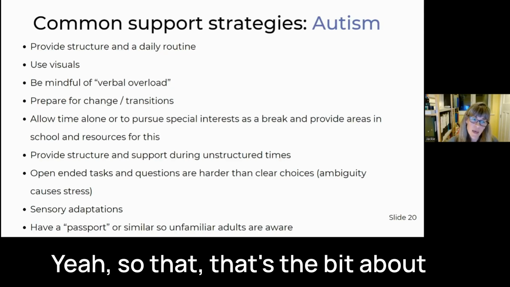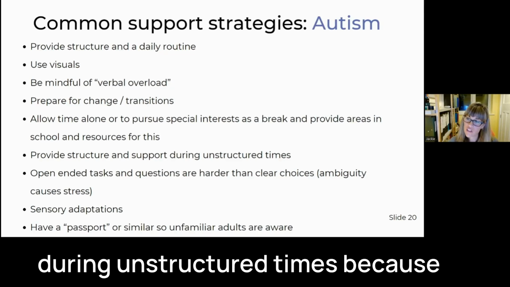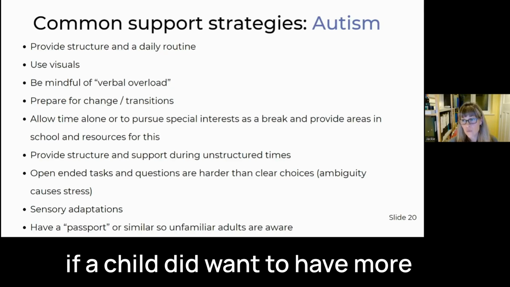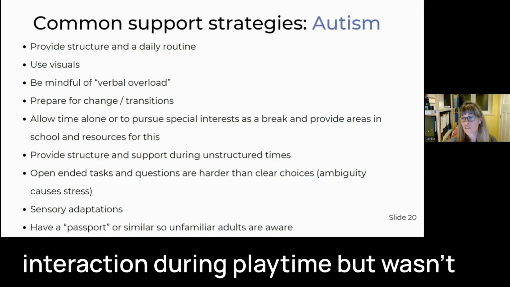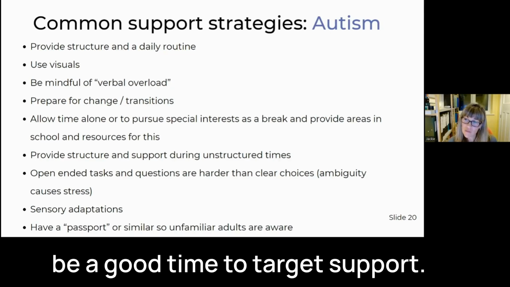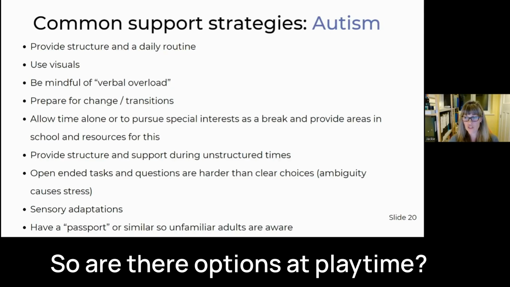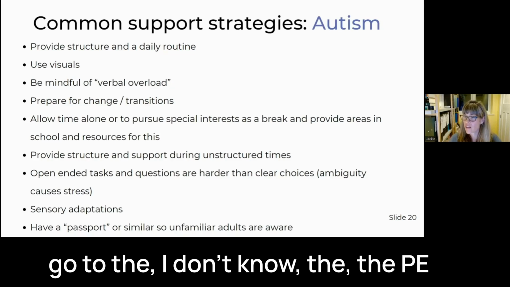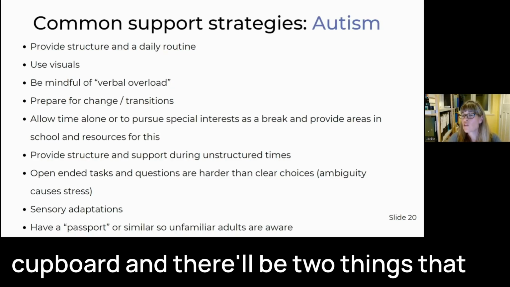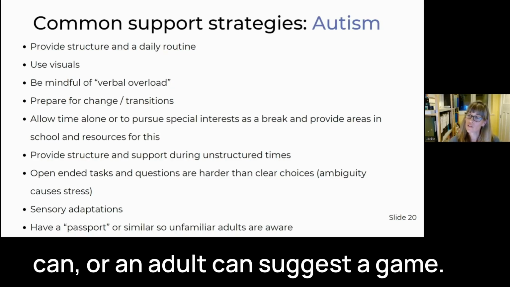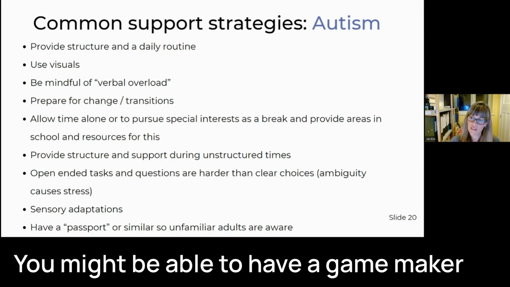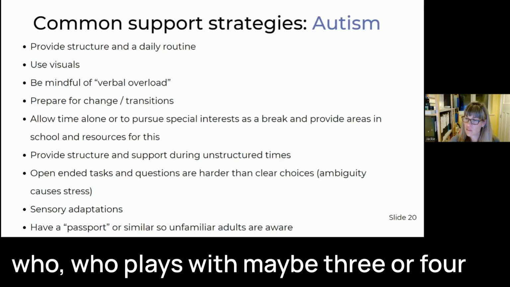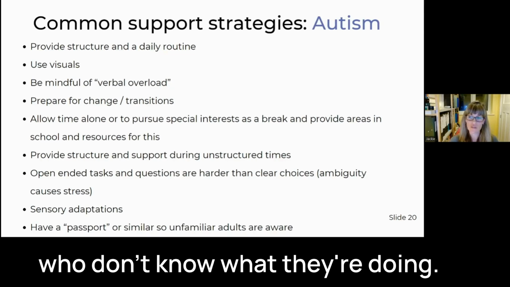So that's the bit about providing structure and support during unstructured times, because if a child did want to have more interaction during playtime but wasn't sure how to manage that, that might be a good time to target support. So are there options at playtime? If you're not sure what to do, you can go to the PE cupboard, and there'll be 2 things that you can have a choice of doing, or an adult can suggest a game. You might have a game maker who plays with maybe 3 or 4 children at break time for those children who don't know what they're doing.